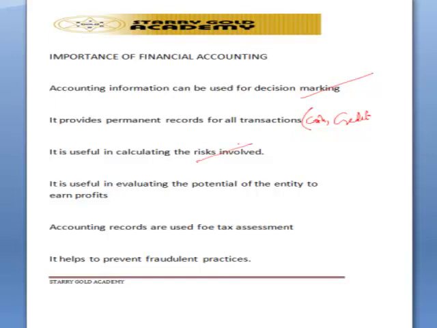Another importance is that it is useful in evaluating the potential of the entity to earn profit. That is for profit forecasting. Accounting records are useful for tax assessment. The tax authority also makes use of it to assess the reporting entity, that is the company, for the total tax or tax liability of the company in question.